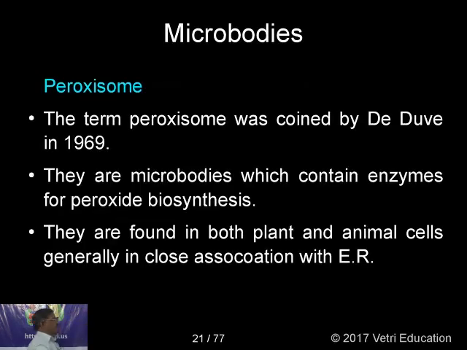First we will take the peroxisome. The term peroxisome was coined by De Duve in 1969. They are microbodies which contain enzymes for peroxide metabolism. They are found in both plant and animal cells, and generally they are closely associated with the endoplasmic reticulum.